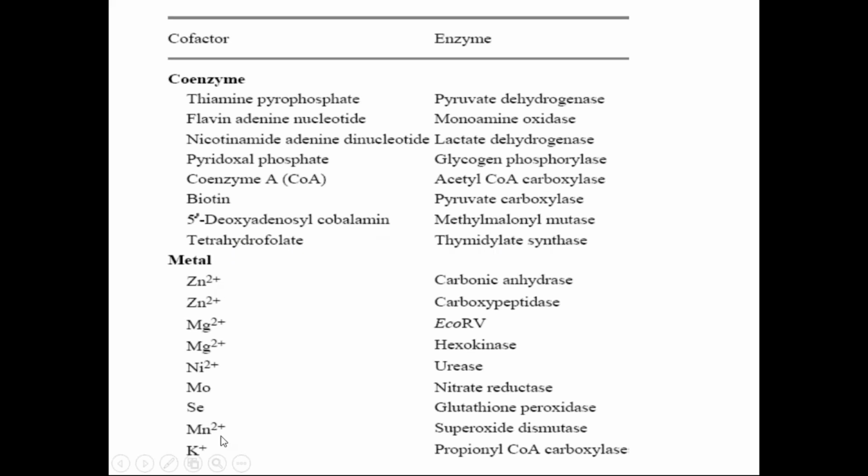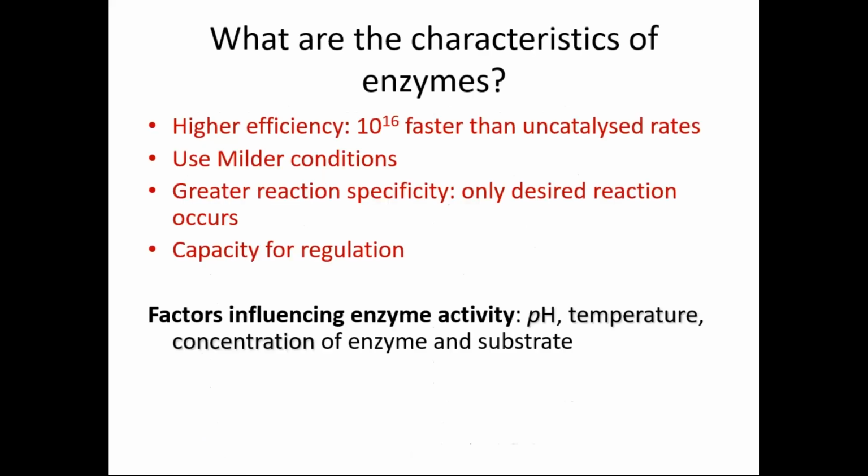Several metals serve as cofactors. Important to remember are zinc in carbonic anhydrase, zinc again in carboxypeptidase, magnesium in hexokinase, nickel in urease, and manganese in superoxide dismutase. So several metals serve as cofactors, or they serve as prosthetic groups in the enzymes.